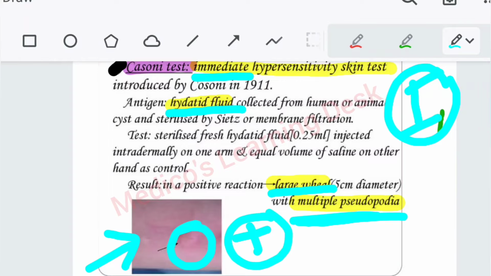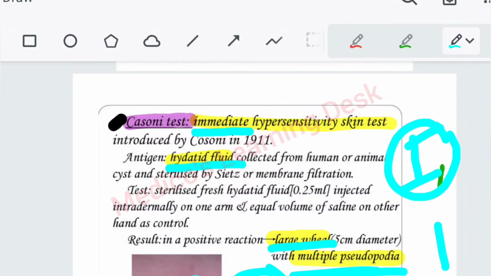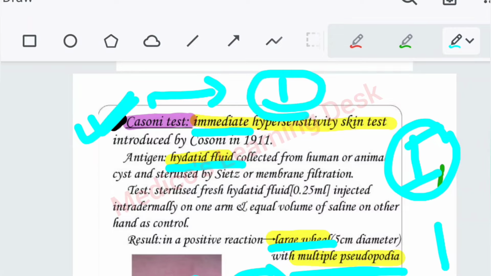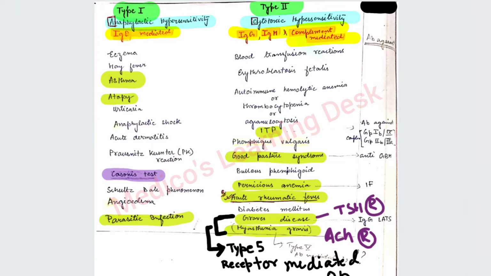This test is outdated now, it's never done now, it was done previously. So only for study purpose we need to remember that Cassoni's test will fall under type 1 hypersensitivity reaction. So it will be IgE mediated, it will involve mast cells. Okay, now coming to type 2 hypersensitivity reaction.